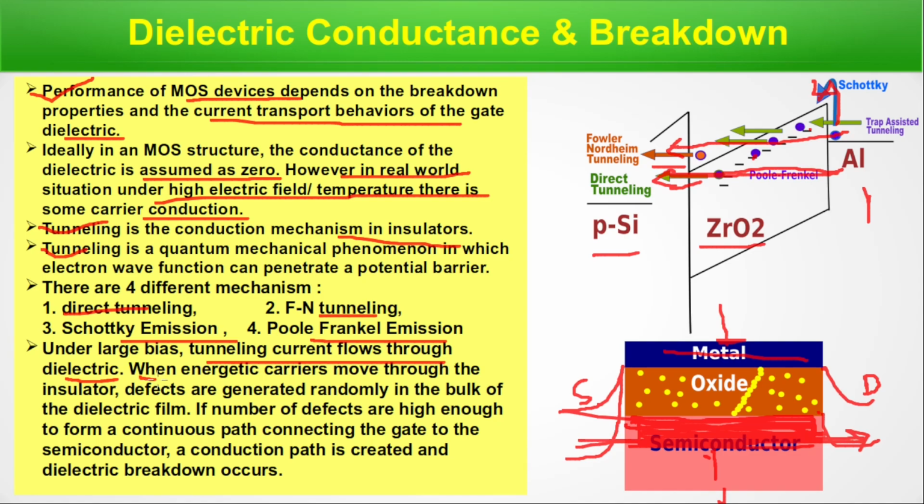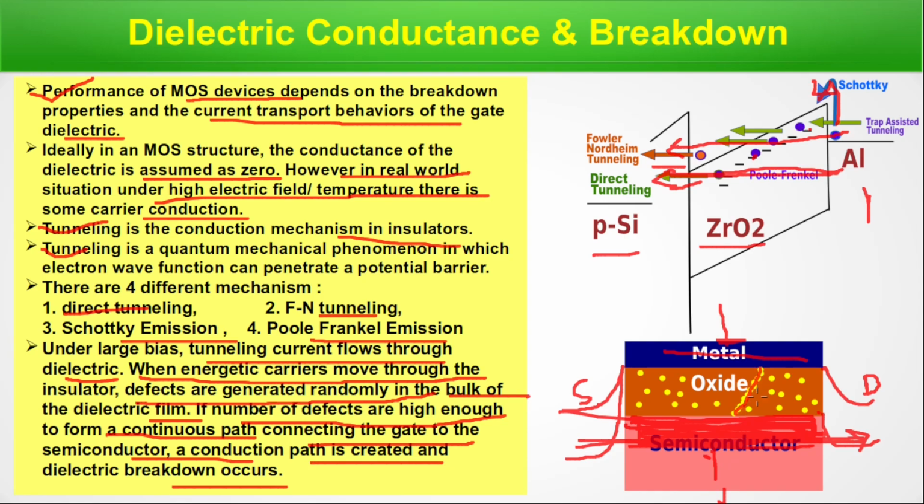Now, when energetic carriers move through the insulator, defects are generated randomly in the bulk of the dielectric film. So there is an energetic carrier, a high electric field, and a free carrier. It gets energy and moves with high energy. It's colliding, and more defects are generated randomly in the bulk of the dielectric film. If the number of defects is high enough to form a continuous path connecting the gate to the semiconductor, a conduction path is created and dielectric breakdown occurs.